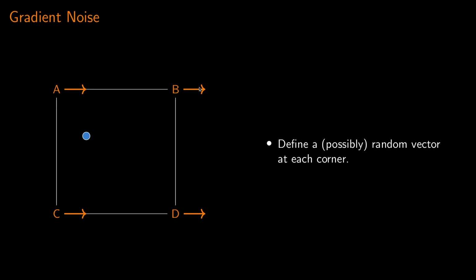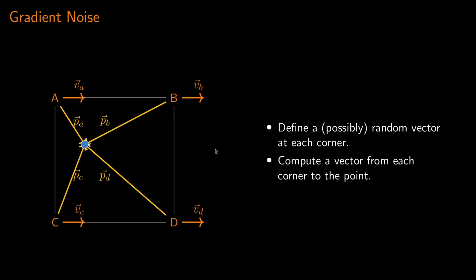So what we do, we simply define a possibly random vector at each corner, and then we compute a vector from each corner to the point of interest. Okay, so the vector from corner A to our point is the vector PA, from corner B to our point is the vector PB, from corner C to our point the vector PC, and from corner D to our point the vector PD. And we have our four vectors at each of the corners, which are VA, VB, VC and VD respectively.